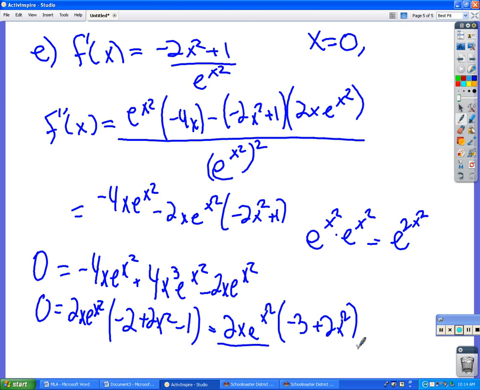If I set that equal to 0, I would add 3, divide by 2, and then take the square root, right? So my other answers would be plus or minus root 3 over 2. Okay? You should do it that fast in your algebra class. If I start doing this in algebra, they would pay attention for about 10 seconds.